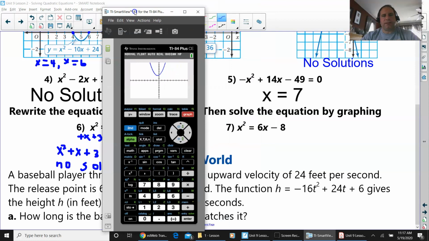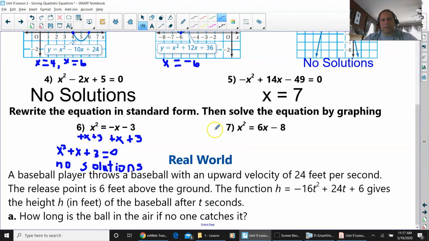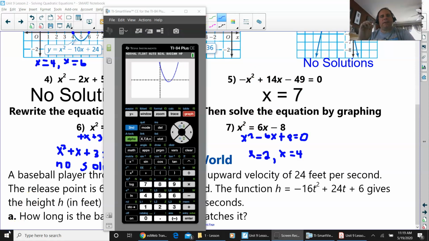Now we can try the next one. Go ahead. You could try it on your own. We'll press pause. Just go ahead, put this in standard form, graph it, see what the solutions are. Press pause now. And there you have it.